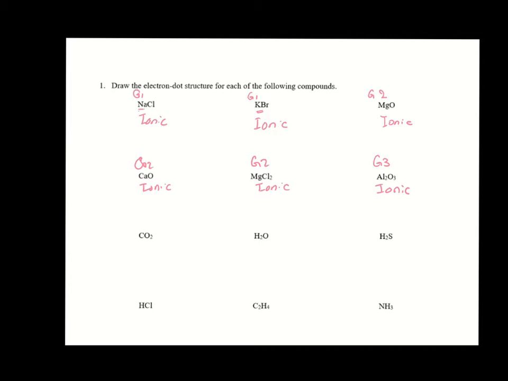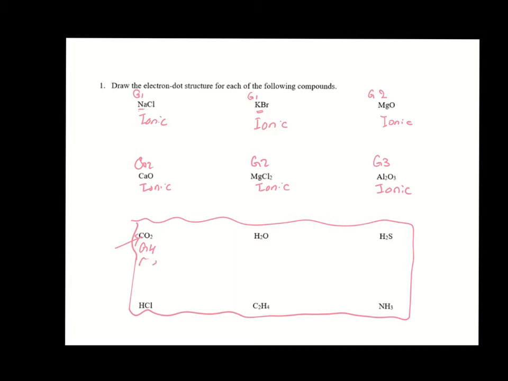Other examples are for covalent compounds. Carbon is in group 4, so it's a nonmetal. If nonmetal, the bond will be covalent. We'll discuss covalent in the next video.